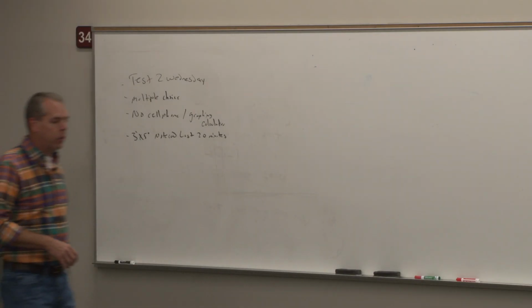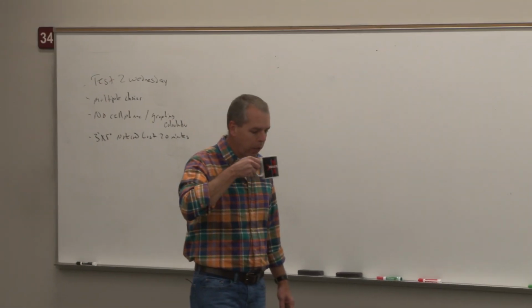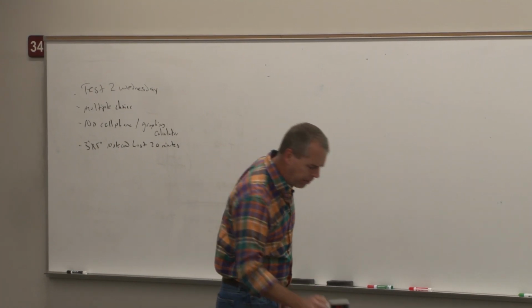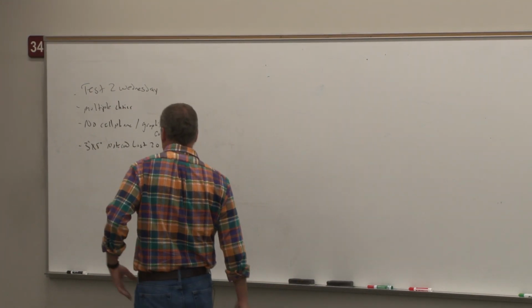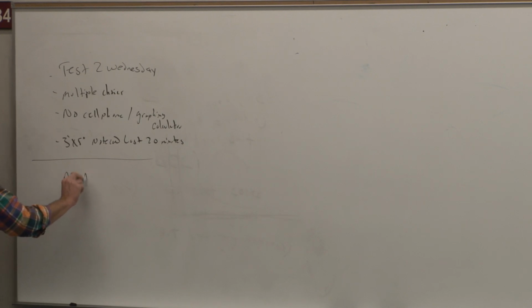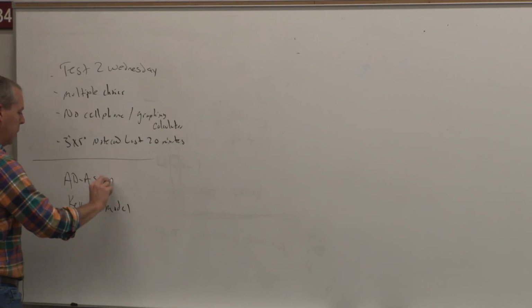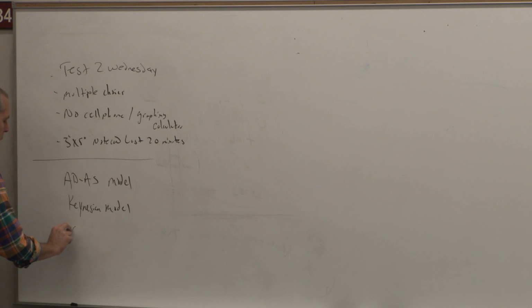Okay, so what we had started talking about on Monday was these models. And we wanted to look at some important models. And like I said, we were going to look primarily at a few different models, one of them being the ADAS model. The Keynesian model is what we're going to focus on, and to a little bit the classical model. Right? And they all have their advantages and they all have their disadvantages.